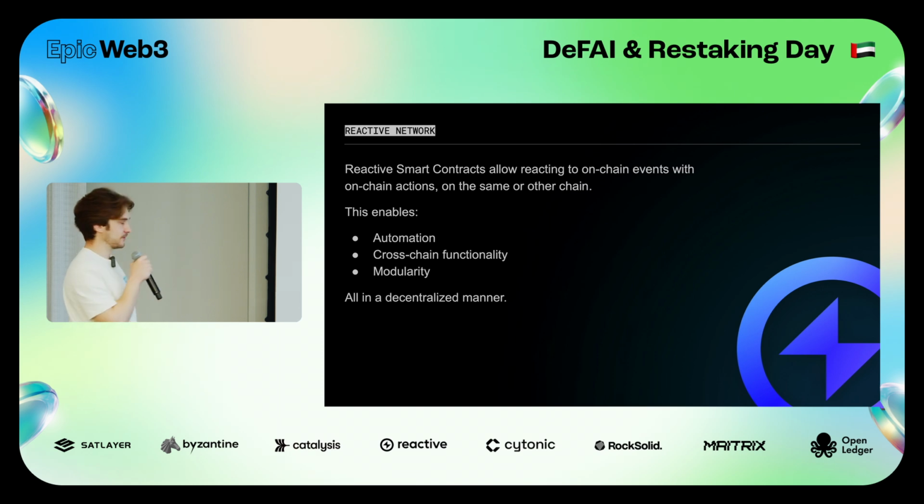And also this allows for modularity, because you can listen to events not only on your own smart contract, but also on a third-party smart contract, for instance some popular DEX or lending protocol or staking protocol, which allows you to build on top of that and add your own functionality to an existing solution. And all of that in a decentralized manner. So basically, we are a separate chain with a proof of stake consensus.